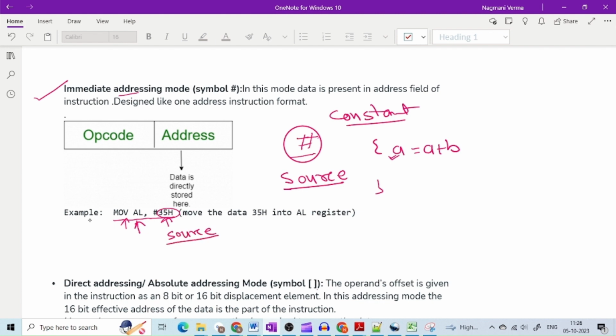So it will always be in the source, not in the destination, because the constant cannot be the destination. What it means is we cannot copy any other value into the destination. Here we are going to read from the source only, that's it. So it will always be part of the source. I hope it is clear.